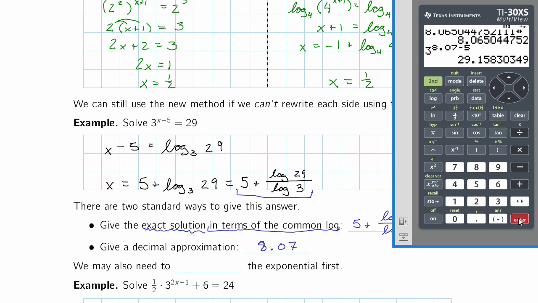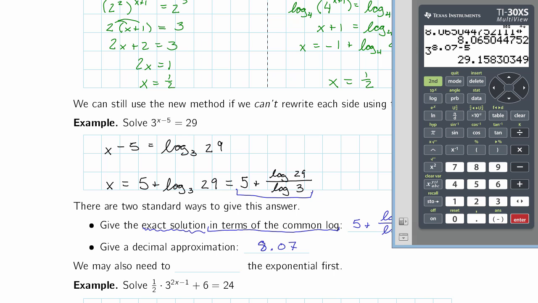Which form should you give your solution in? In math class, whichever the instructions say to do. In real life, whatever you actually need for your application. In general, in real life, you'll get a decimal or fractional approximation, and how precise it is going to depend on what you're trying to accomplish.